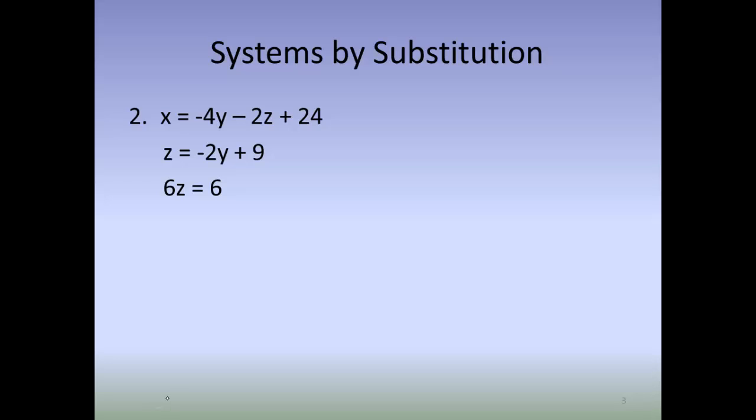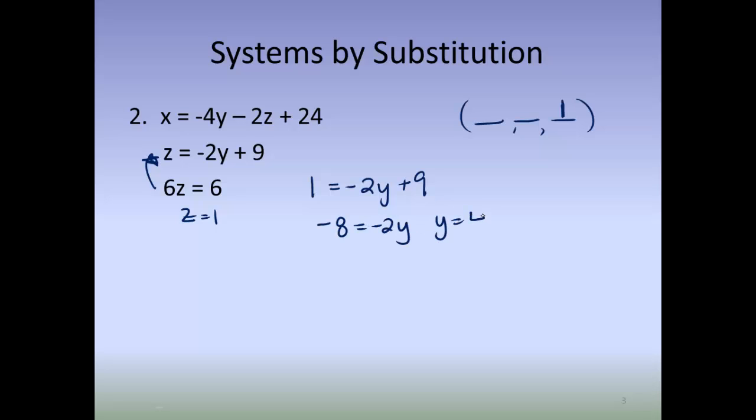Let's try another one. Okay, so this one, very similar to the last, I'm going to be starting on this one using the bottom equation. So I end up with z equals 1. If I'm writing my ordered triple out, the lines are not required, I'm just putting them there to show 3 spaces, I have z equals 1. If I look up here, the next thing to solve for is actually going to be this equation by substituting in the z value. So 1 equals negative 2y plus 9. If I subtract 9, I get negative 8 equals negative 2y, and y will equal positive 4.